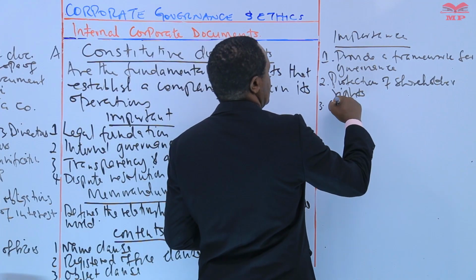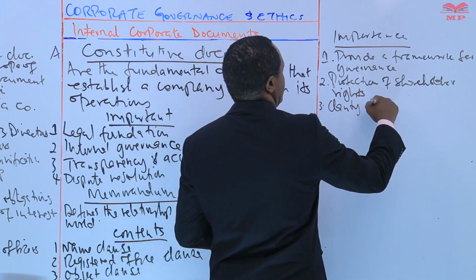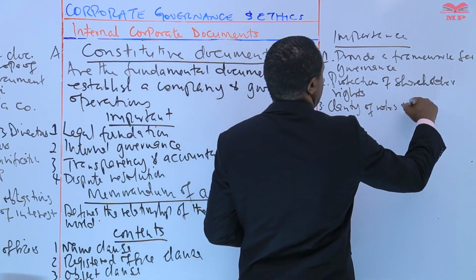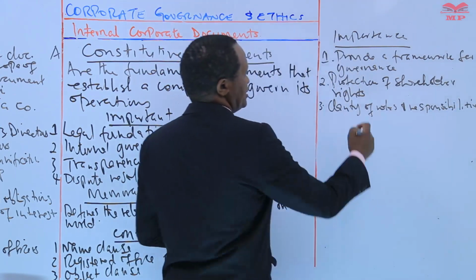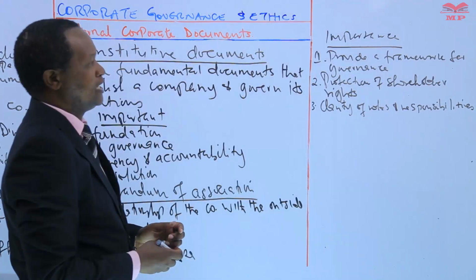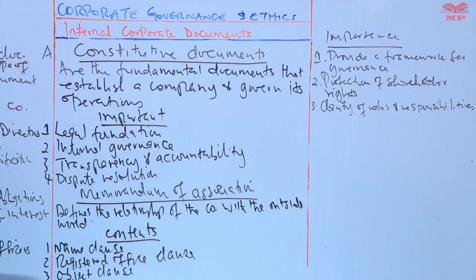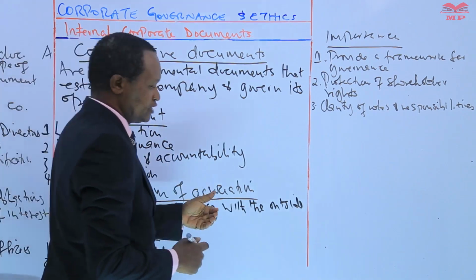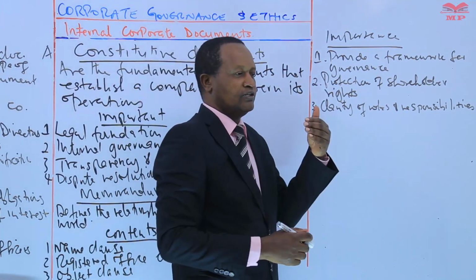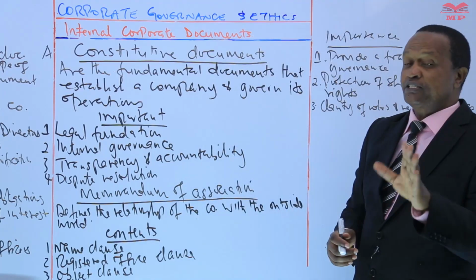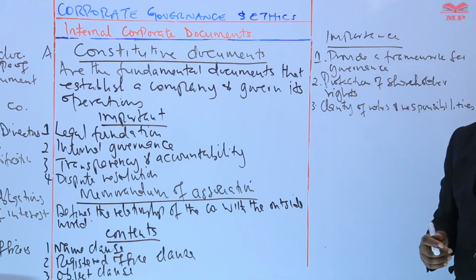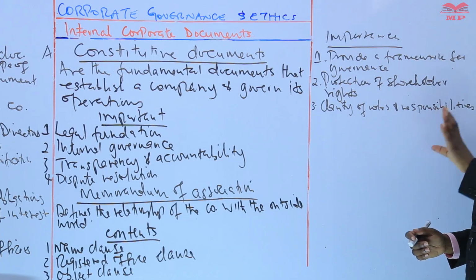Three, clarity of roles and responsibilities. Bylaws define the roles and responsibilities of the directors, the officers, the shareholders, and that minimizes conflicts and misunderstanding between the officers of the company.